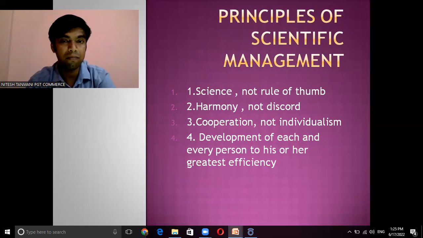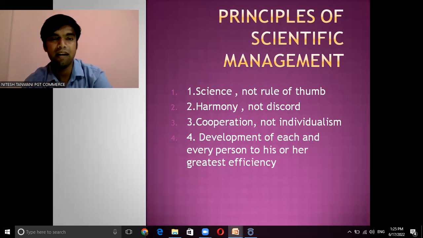Harmony, not discord, means in the organization there should be harmony and unity amongst the employees and workers. There should be no discord between the different departments. There should be no quarrel. So this is the second principle of scientific management.